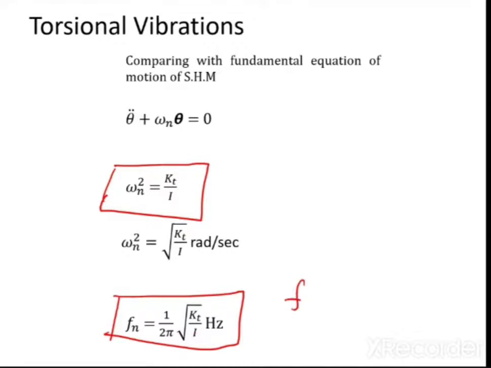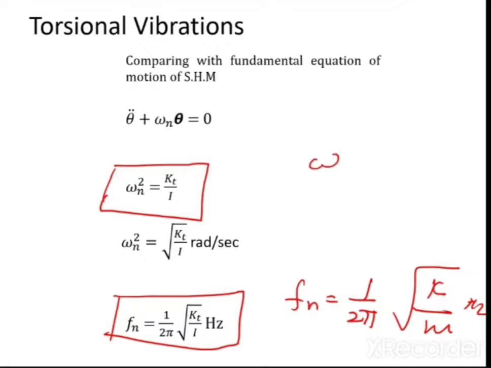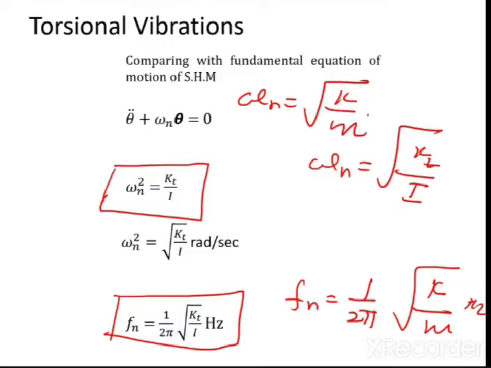So linear system मध्ये काय झालं? 1 upon 2 pi square root of k upon m into hertz. Now in case of the torsional system, omega n is equal to square root of kt upon I. And in case of the longitudinal system, omega n is equal to square root of k upon m or square root of g upon m.